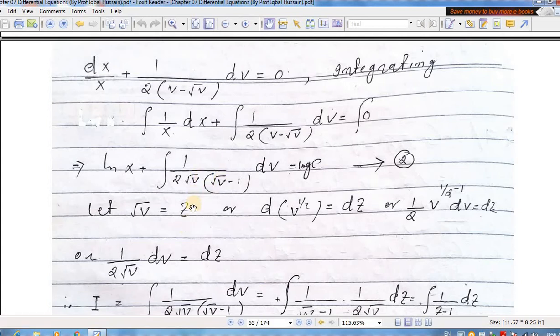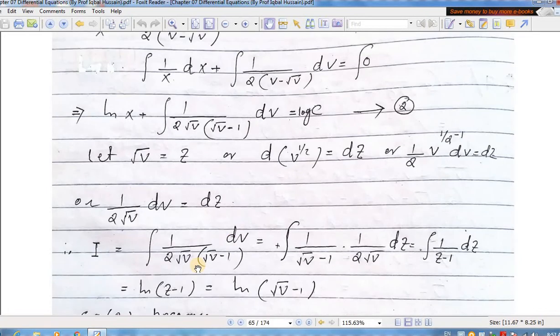Let v under root is equal to z, taking differential, so differential of v under root is equal to differential of z. Differential of v under root is, first find its derivative and then multiplied by differential of v, and is equal to dz. Simplifying, this is the value of the differential. If we have to find differential of both sides, this is the final value. Now we will put all the values.